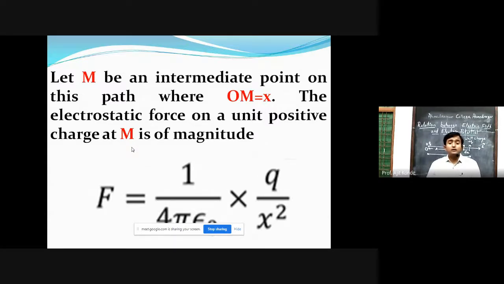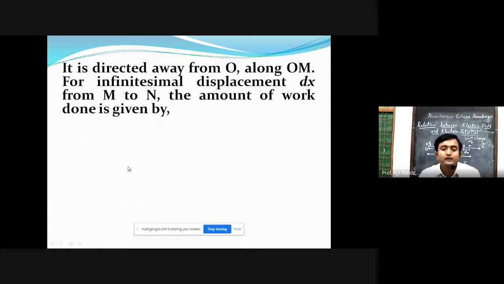But over here we are using electric potential. Then we have a unit positive charge, and what will be the magnitude of the unit positive charge? Correct, that will be 1. Then there should be Q1 into Q2. But what is the value of Q? Q1 is equal to Q and Q2 is equal to 1. Therefore, we have the formula 1 upon 4 pi epsilon naught into Q upon x square. It is directed away from O along OM.